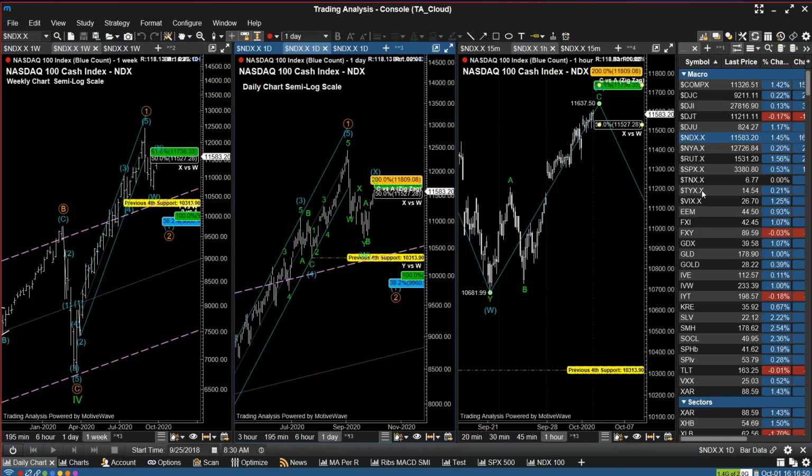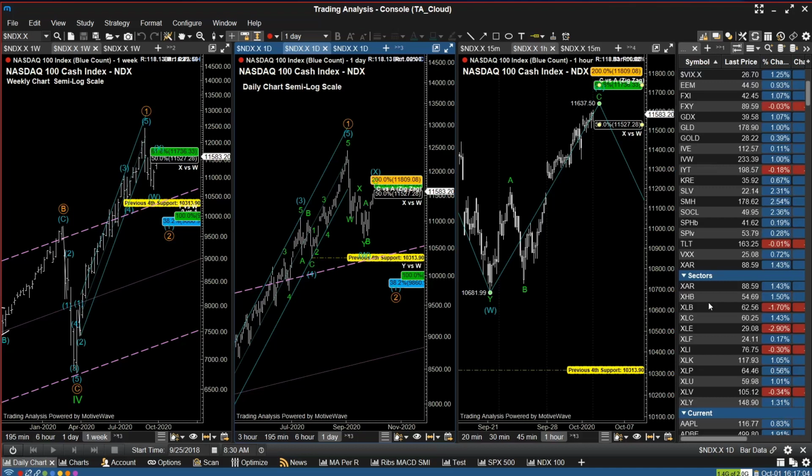Now let's take a look at a couple of individual sectors that also share a very similar wave structure to the S&P and that are trying to tell us that perhaps this was just a garden variety fourth wave pullback. The first that we're going to look at is the chart of consumer discretionary.